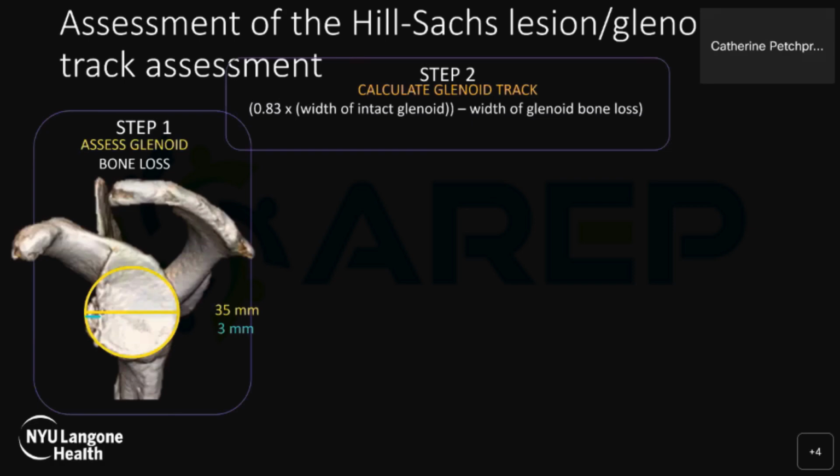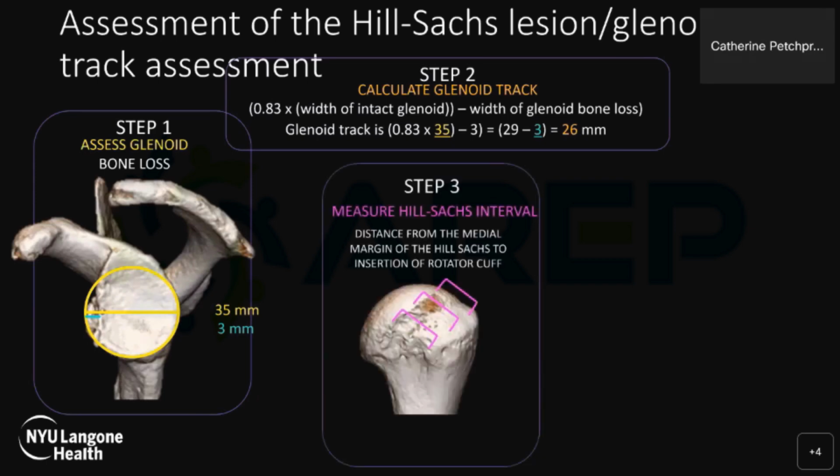The glenoid track is calculated to be 0.83 times the width of the intact glenoid minus the width of the glenoid bone loss. In this case, the glenoid track is 0.83 times 35 minus 3, or 29 minus 3, or 26 millimeters. Step 3 is to measure the Hill-Sachs interval.